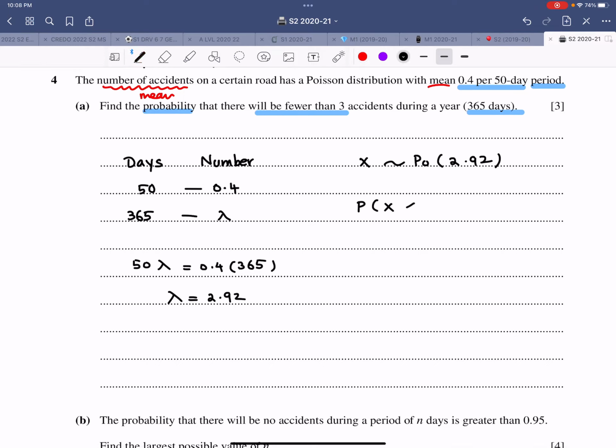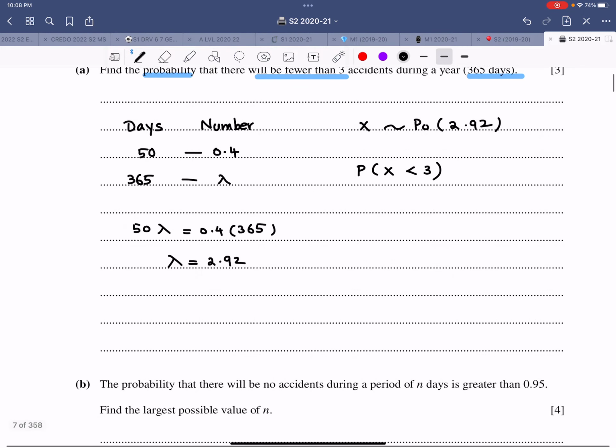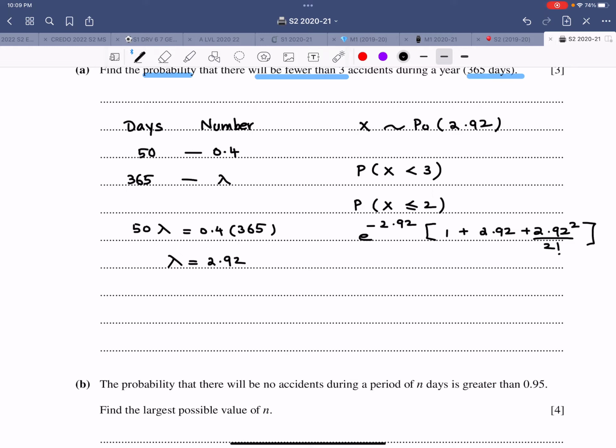Now it says lesser than 3. Probability X is lesser than 3. Lesser than 3 does not include 3. So it is X less than or equal to 2, which is e raised to the power of minus lambda times (1 plus lambda plus lambda square over 2 factorial). Of course, you would use a calculator and then you will get your answer. So that's how the first part is done.